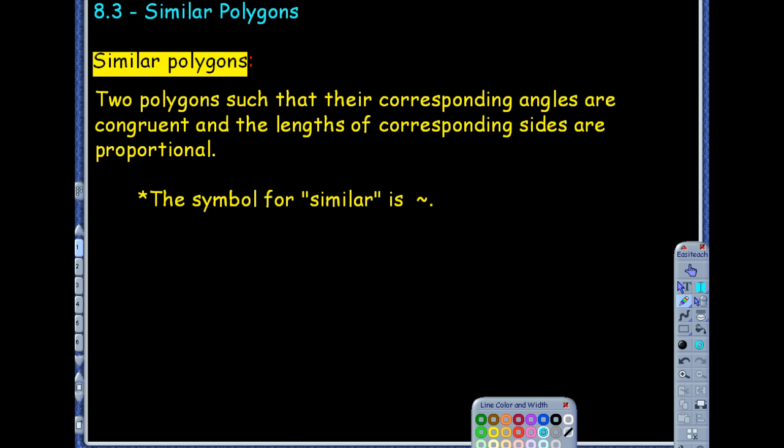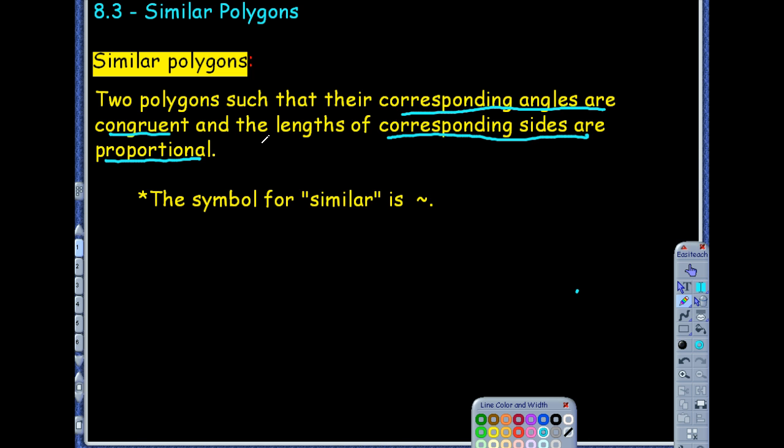Imagine that, triangles again. But the whole idea about similarity is that two polygons that are similar have corresponding angles that are congruent. That's a big key, and we've heard of that with congruent polygons before. But notice it says the lengths of the corresponding sides are proportional. Now, what does that mean?